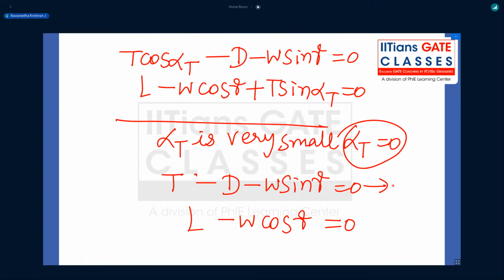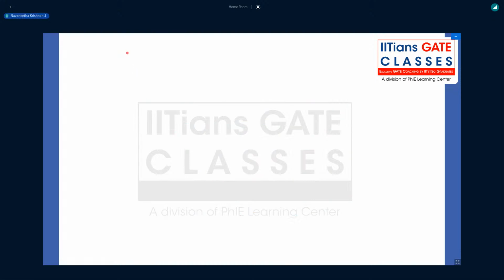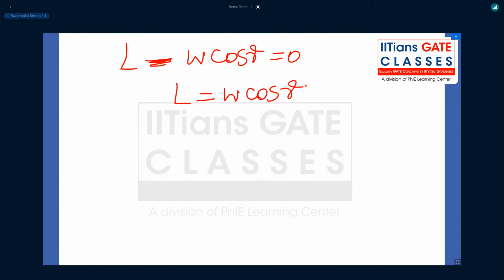There are two equations. First I'll start with the second equation. The second equation states that lift minus W cos gamma equal to 0, so it is nothing but lift equal to W cos gamma. What is lift? C_L into half rho V squared S is called lift, where C_L is the lift coefficient. That is equal to W cos gamma.